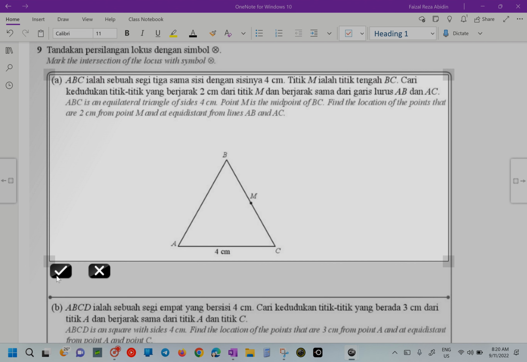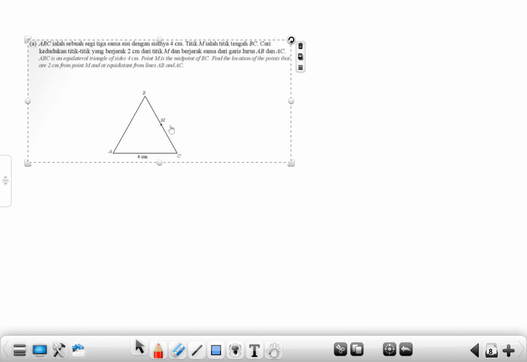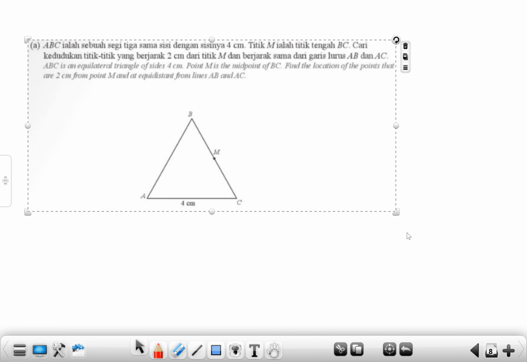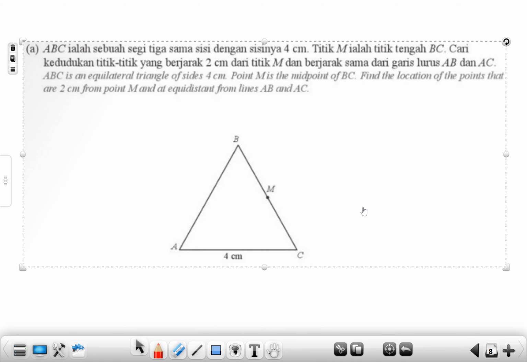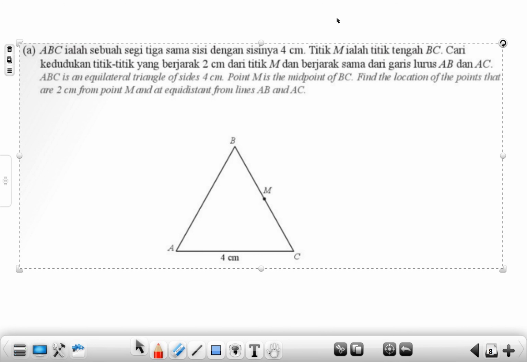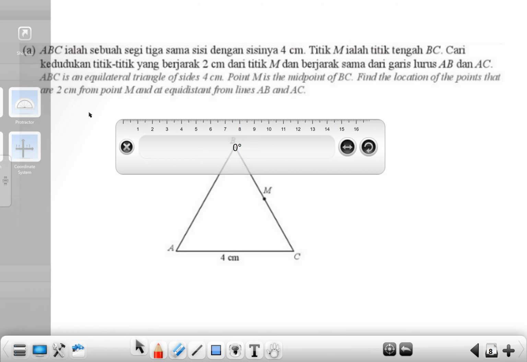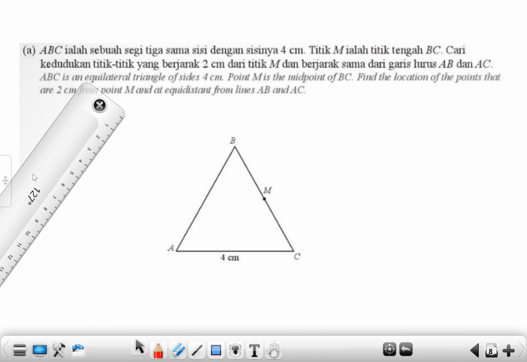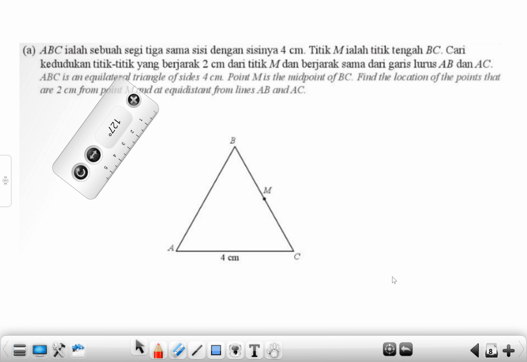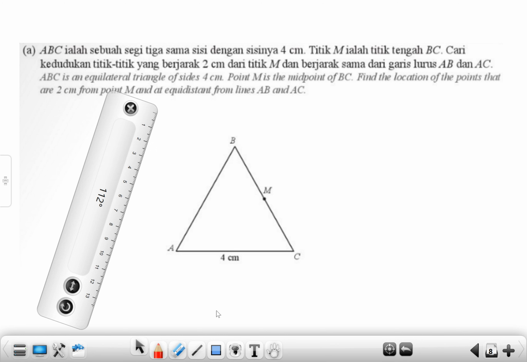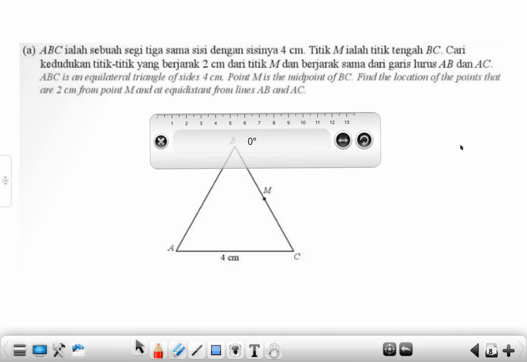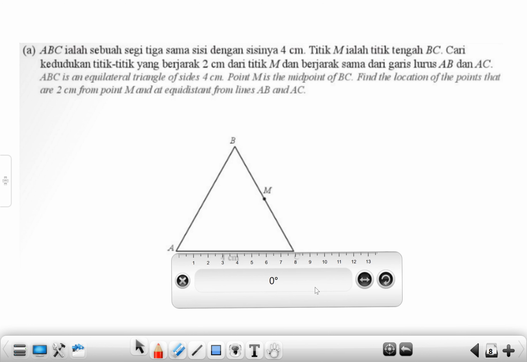So what we have over here, ABC is an equilateral triangle of sides 4 centimeter. So everything there is going to be 4 centimeter. Let me check whether mine is more than four, because if less than 4 it's going to be so small for me. This one is 8 centimeter straight away. So mine is double from yours, huh?